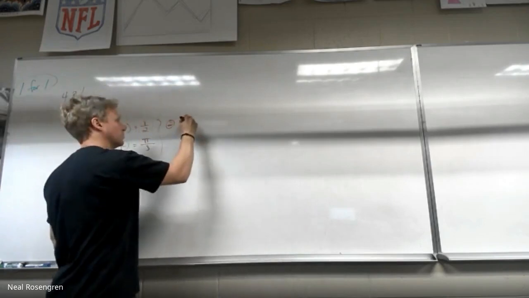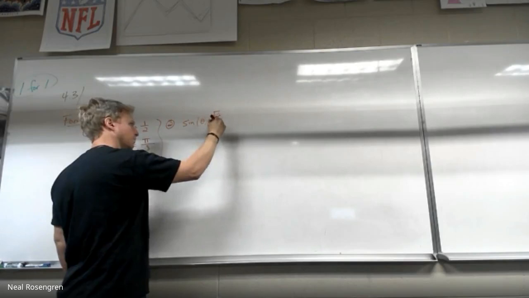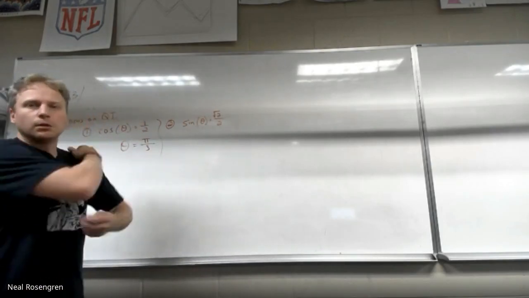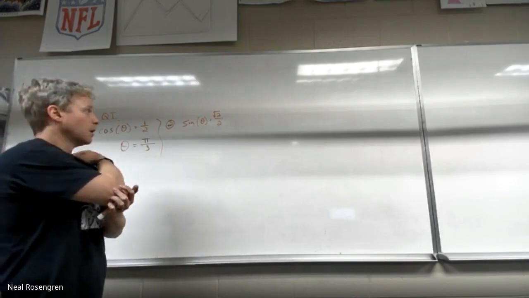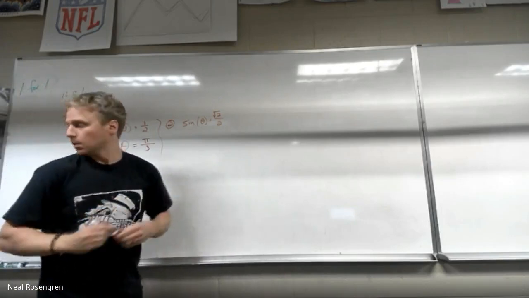I'm going to do another one. Sine of theta, number 2, let's call it. Sine of theta is √2 over 2. What angle is going to give us a sine in the first quadrant, a y value, right, of √2 over 2? What is that answer?